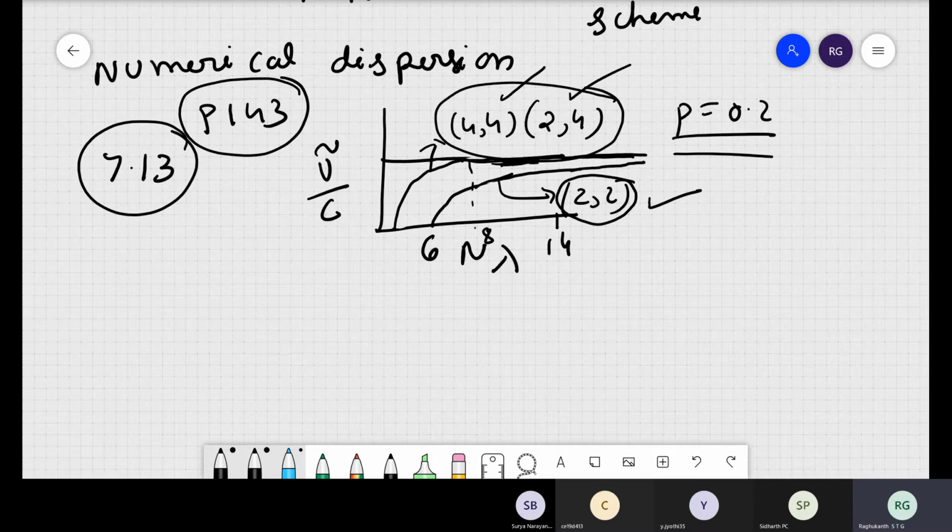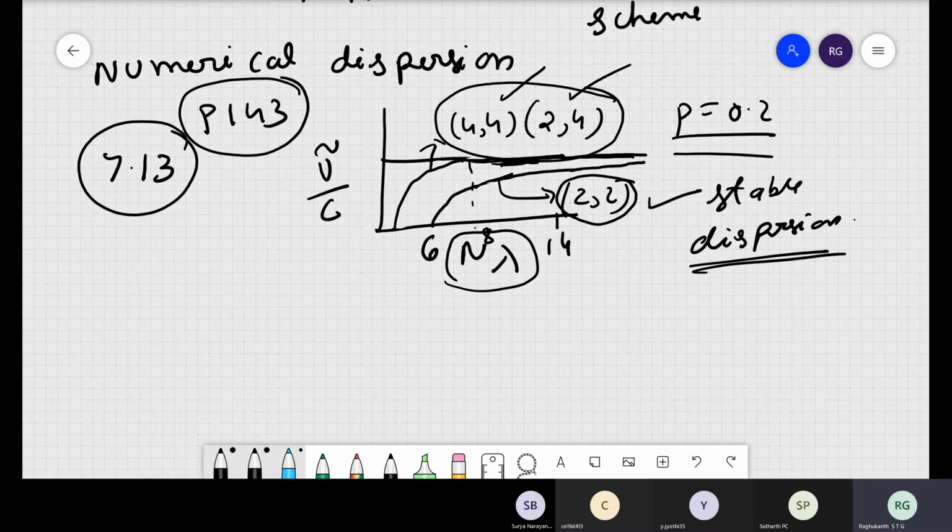The reason is, you followed, right? If you take 2,2, and see that figure, even if you take n lambda as 14, still your v bar will not be the same as c itself. So this scheme is stable, but there is a small amount of dispersion. This is the problem with 2,2. So in our numerical simulations, these types of schemes will be better.